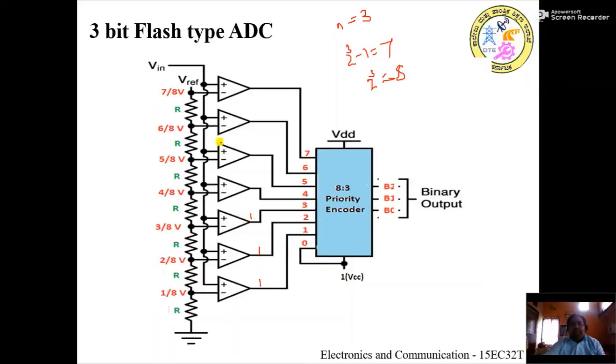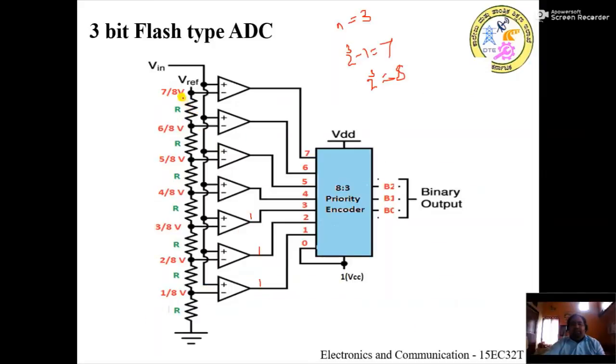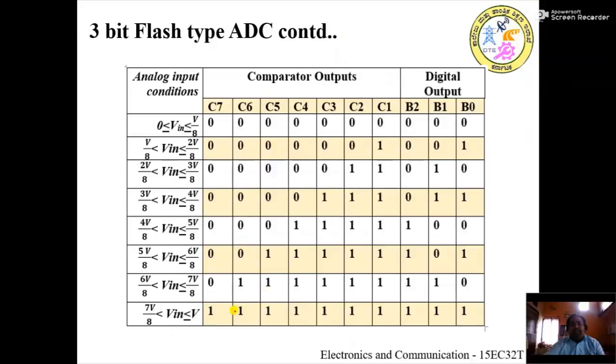And similarly, as the last combination you can see here, as the Vin is greater than 7V by 8, the last reference voltage, then the output of the last comparator also would be 1. So in such a case, all outputs would be 1, and C7 will take the precedence. Since C7 has the highest priority value, it produces an output 1 1 1. So this is how a 3-bit flash type of ADC works.